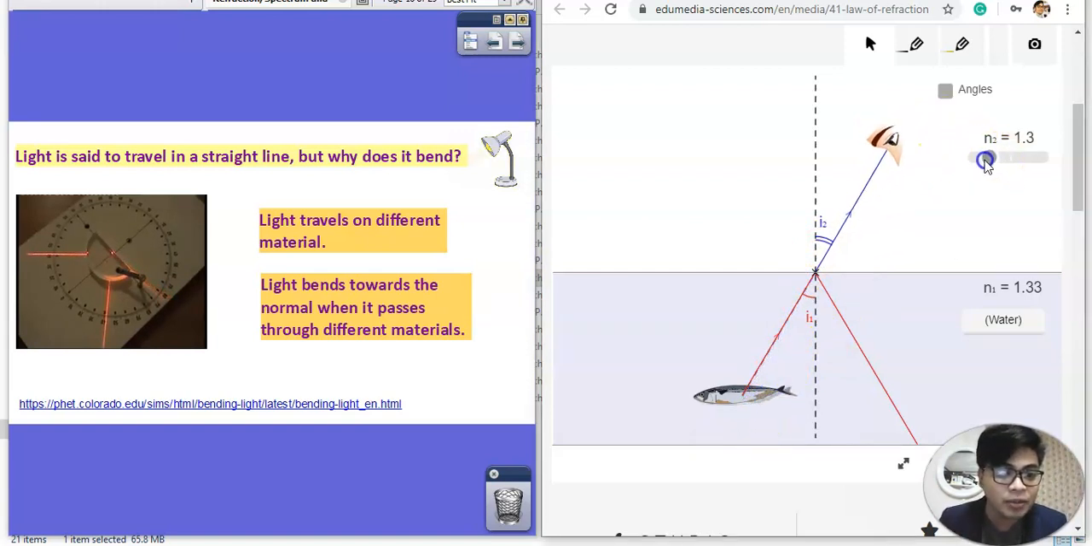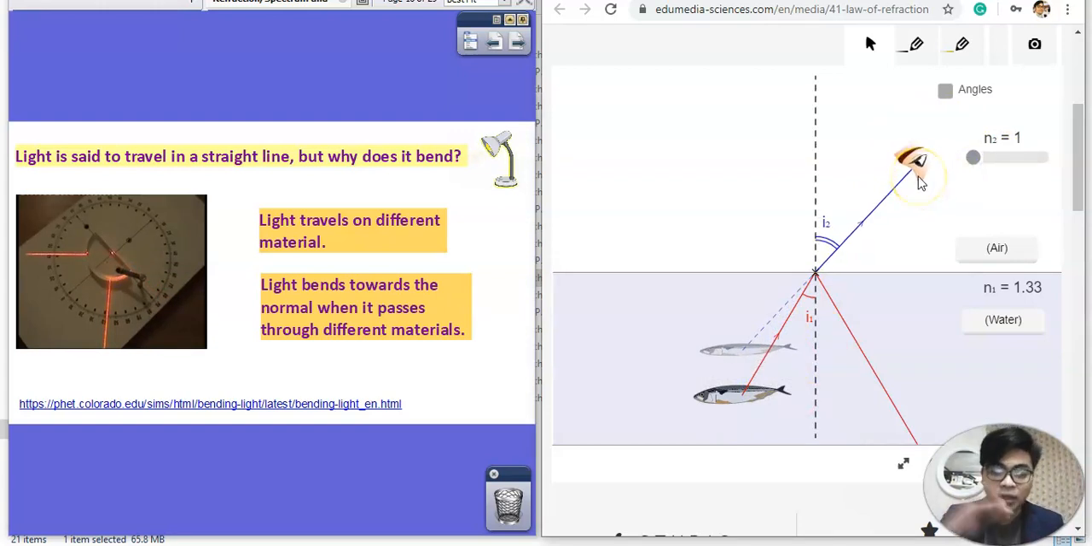However, if we look at this angle, we increase the angle from the normal. So what happens here is that the fish that we can see is thinner than the actual image, and it's at the top. So this speaks about the refraction. So why do we see the fish at a different angle or a different position than where the actual fish actually is? It's because of the refraction.